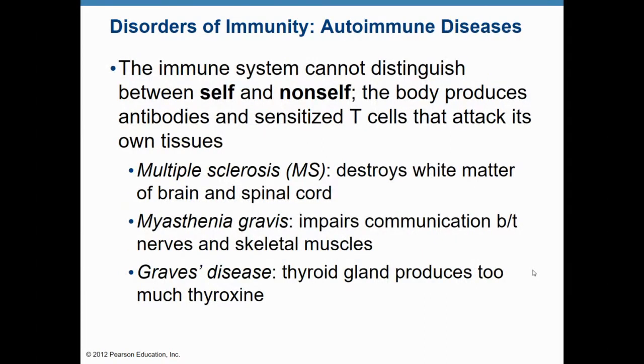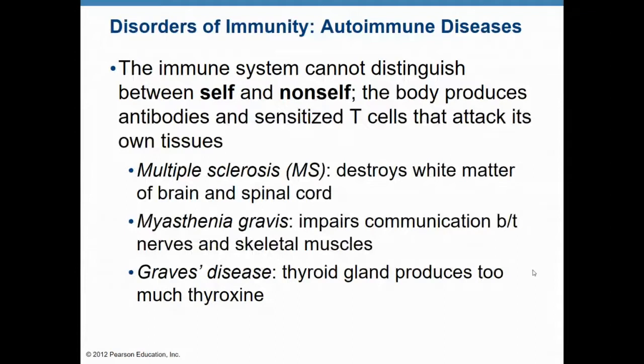And then we have autoimmune diseases. This is when the immune system can no longer distinguish self, like your normal self proteins that are in the hot dog buns, versus non-self. And your immune system starts to produce antibodies and sensitize T cells against your own tissues.